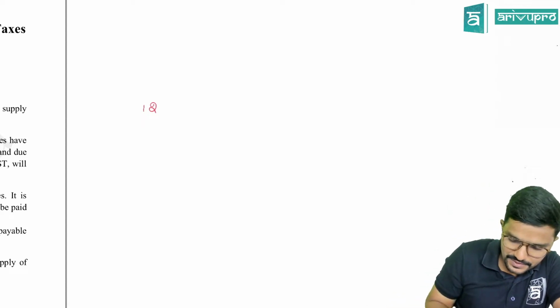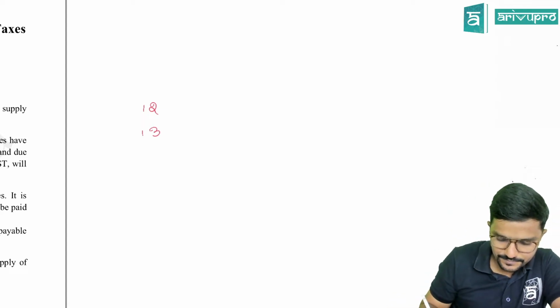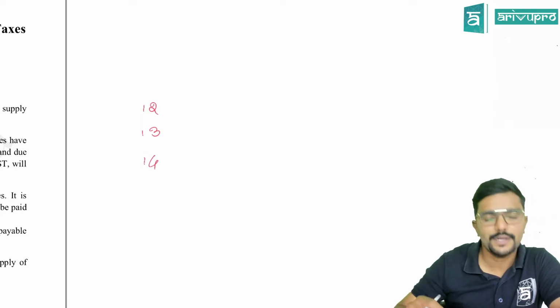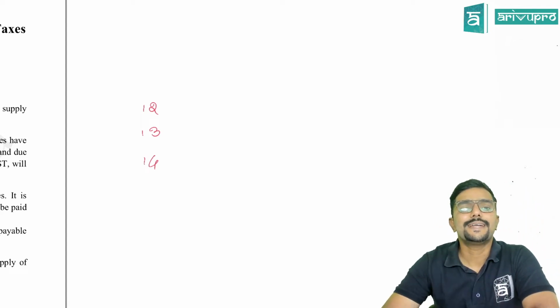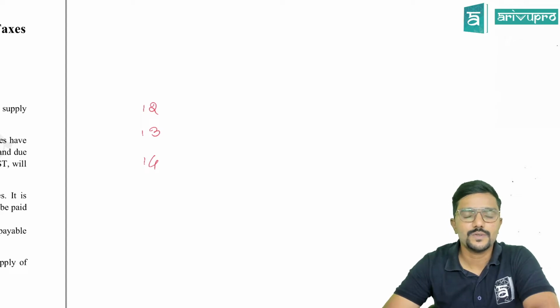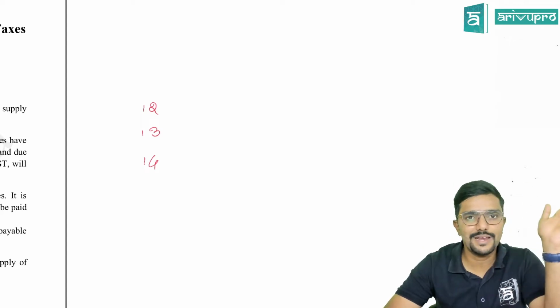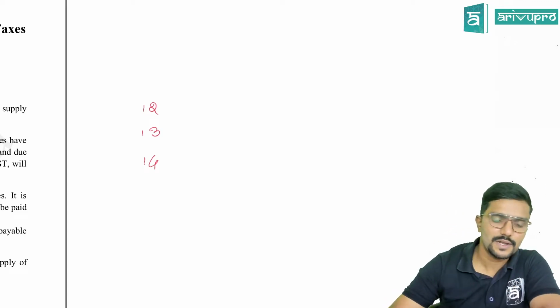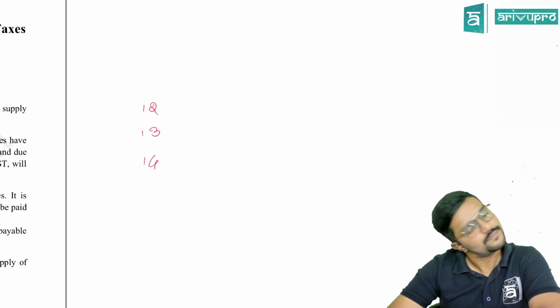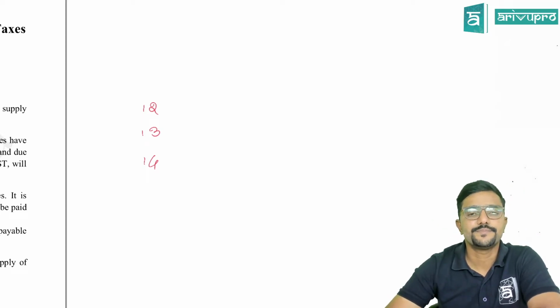Okay. Next, 13. Time of supply of services. So two different sections are there to determine time of supply: for goods, section 12, then time of supply of services is given in section 13, guys. Clear? Next, 14.